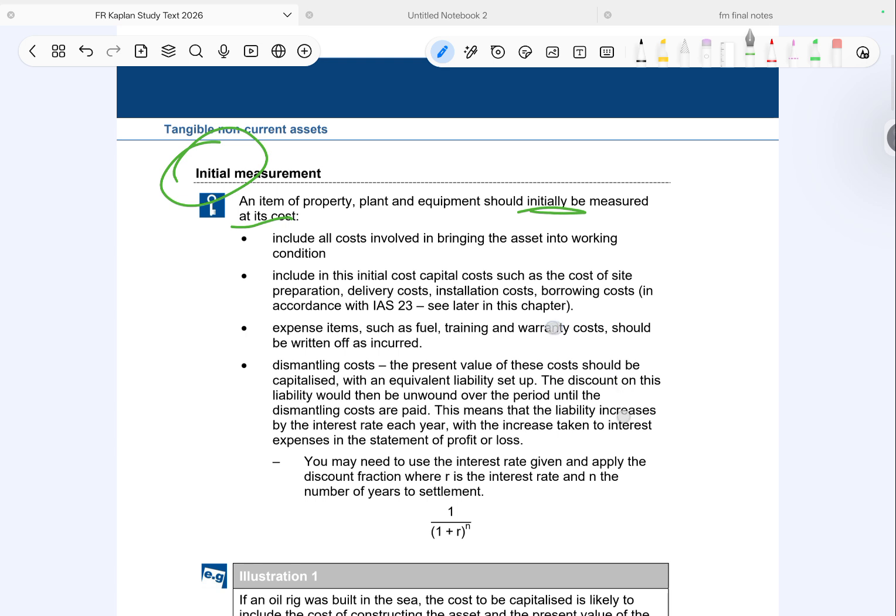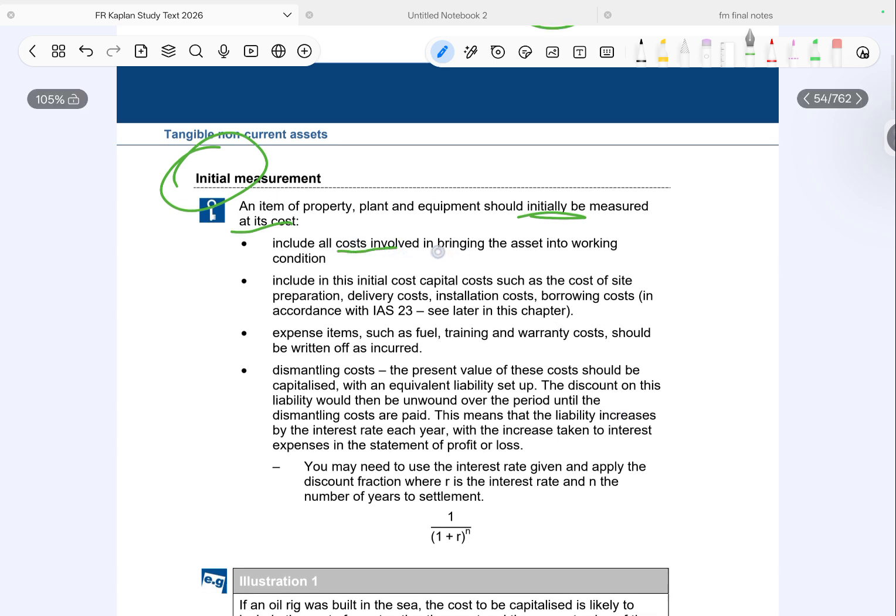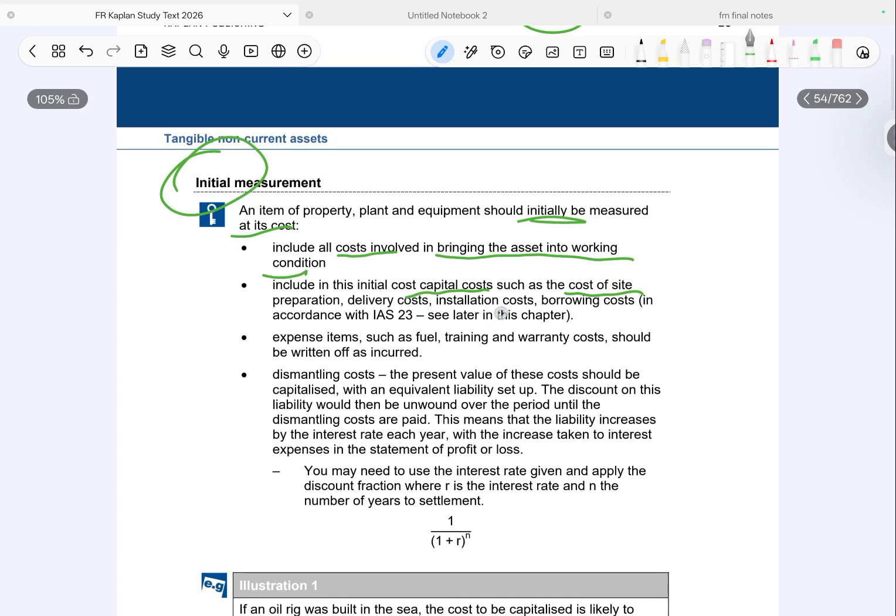So first we obviously measure it at its cost. Now these costs include costs involved in bringing the asset into working condition. So all the costs we have incurred to bring the asset into a working condition should be included in the initial measurement. Included in this initial capital cost are such things as the cost of site preparation, delivery cost, installation cost, and borrowing cost in accordance with IAS 23, which we'll see later in this chapter.